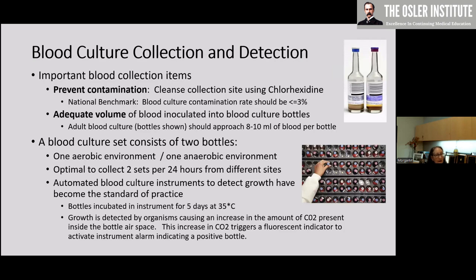How about blood culture collection and detection? Well, two things are very, very important for blood culture collection. You want to prevent contamination, so you need to cleanse the collection site using chlorhexidine. The national benchmark for blood culture contamination rate should be less than 3%, but every lab wants to make it much, much lower than 3%. The adequate volume of blood inoculated into blood culture bottles is very, very important. Adult blood culture bottles, as shown in the picture, should approach 8 to 10 mL of blood per bottle.